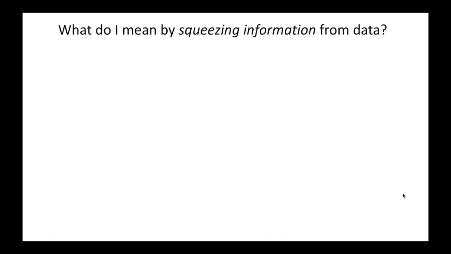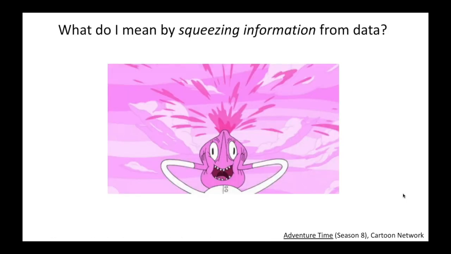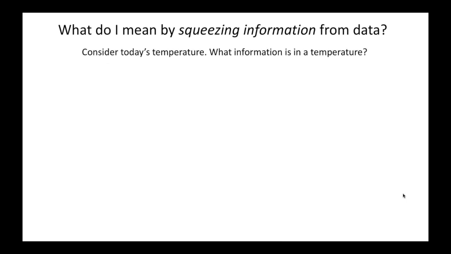Okay, so what do I mean by squeezing information from data? I like metaphors. So consider today's temperature. What information is in a temperature? Today in Irvine, California, it's 64 degrees Fahrenheit and 18 degrees Celsius. And we have the intuitive sense that 18 degrees Celsius and 64 degrees Fahrenheit is the same information. Even though if you told me 18 degrees Celsius, I wouldn't know if that's hot or cold, I know that it's the same information as what's in Fahrenheit.